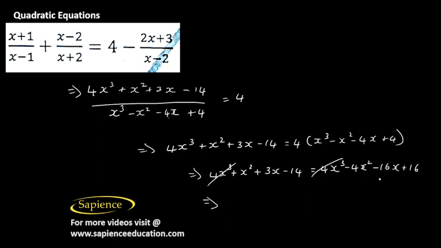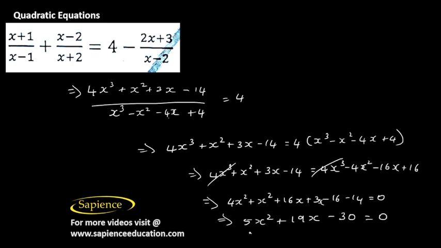Now let us take all the terms to the left hand side. So minus 4x square will become plus 4x square. 4x square plus x square. Then minus 16x becomes plus 16x. Then we have a 3x. Then 16 becomes minus 16 and we already have a minus 14. 4 plus 1, 5. So 5x square, 16 plus 3x. 16 plus 3, that's 19. So plus 19x. Then minus 16 minus 14 is minus 30. So this is the quadratic equation that we are supposed to solve. 5x square plus 19x minus 30.